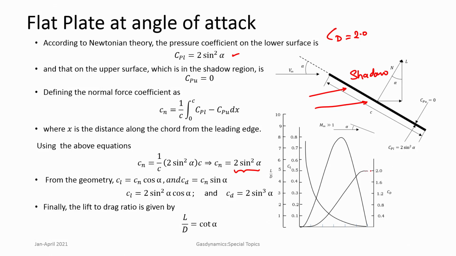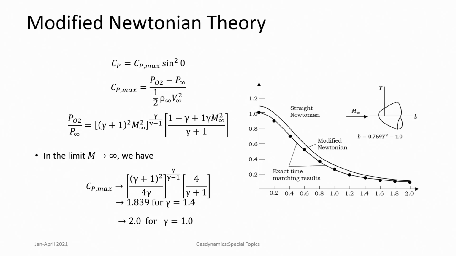Okay, so it comes out to be 2.0, while CL gradually decreases down to 0, while L by D occurs at a maximum at an in-between point over here. Okay, so you can apply these Newtonian methods.